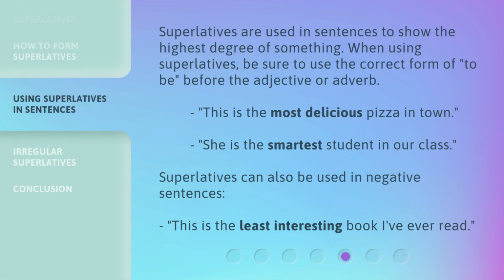Superlatives are used in sentences to show the highest degree of something. When using superlatives, be sure to use the correct form of to be before the adjective or adverb. This is the most delicious pizza in town. She is the smartest student in our class. Superlatives can also be used in negative sentences. This is the least interesting book I've ever read.